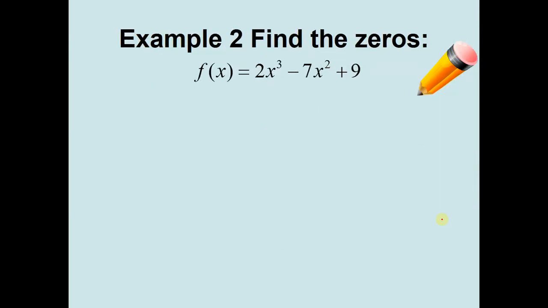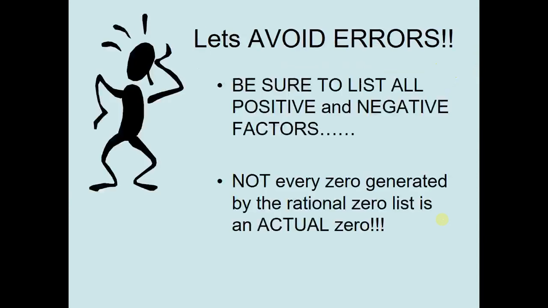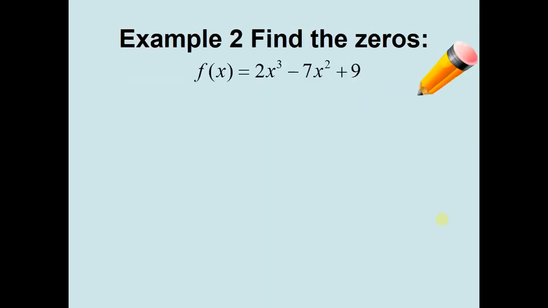Let's try the next example. So I got 2x cubed minus 7x squared plus 9. So let's list our p's over our q's. So my p over my q. P is 9, q is 2, end over beginning. So plus or minus 1, plus or minus 3, plus or minus 9. 2 is plus or minus 1, plus or minus 2.